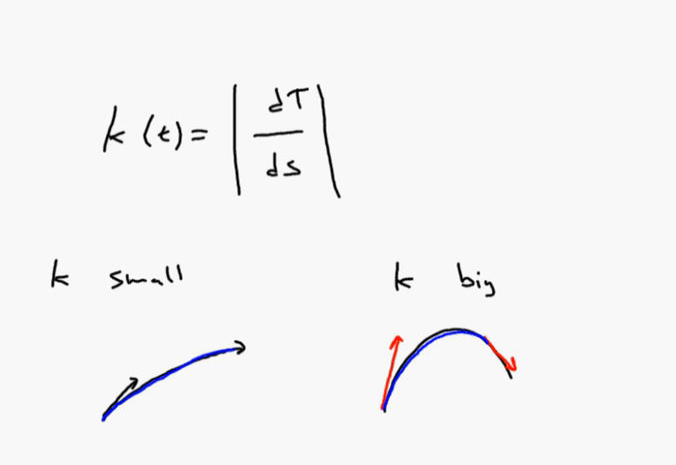Okay? It also should be noted that we don't allow these parameterizations to trace back over themselves. So the curve doesn't do anything like this, where we move forward, stop, go back, and then go forward again. Nothing like that. It's only going to be moving forward.